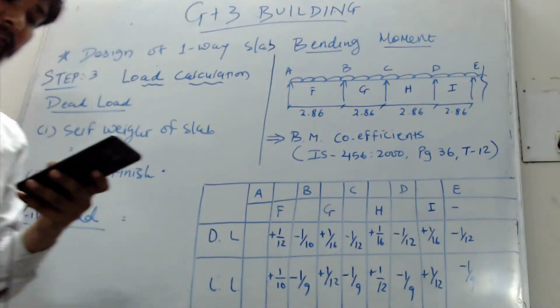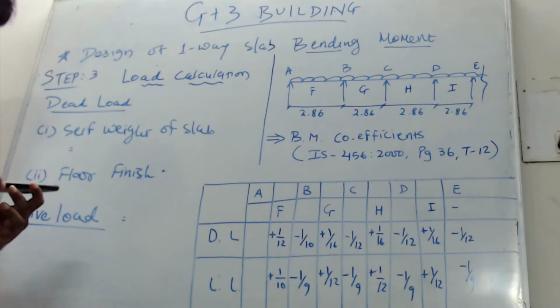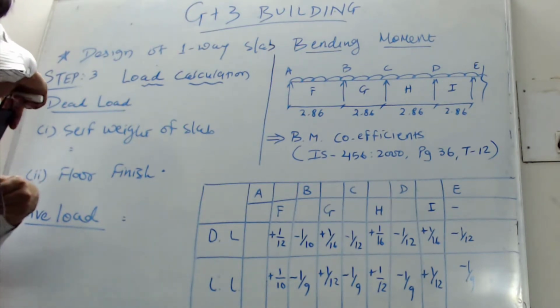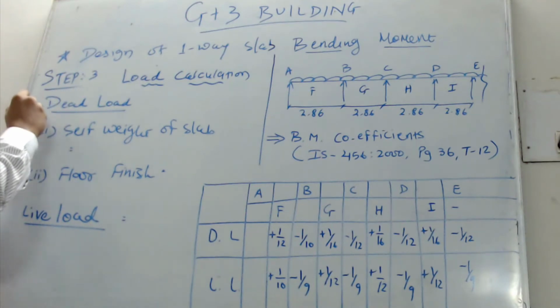Step number 3 of the same example that we are already doing. Step number 3, that is load calculation. How to calculate different loads, that is shear force, bending moment. These are the main loads that we are concerned about. So first, let us calculate the load that is coming on our slab, that is dead load. This is the first load that is coming on structure.